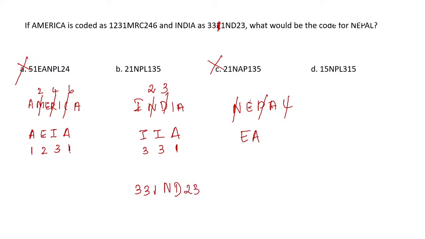So for Nepal, we'll have to write it as E is the second vowel, A is the first vowel, and followed by NPL. N is in the first position, P is in the third position, L is in the fifth position. So the answer for Nepal will be 2, 1, NPL, which are in the positions 1, 3, 5. So our answer is option B. Okay, this is actually a typing mistake. Kindly ignore it. So the answer is 2, 1, NPL 1, 3, 5.